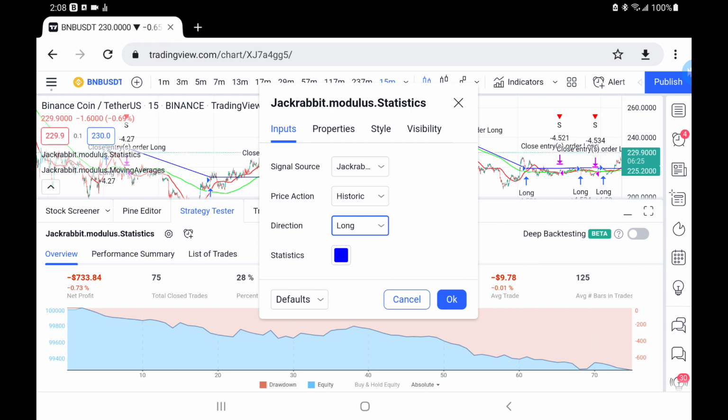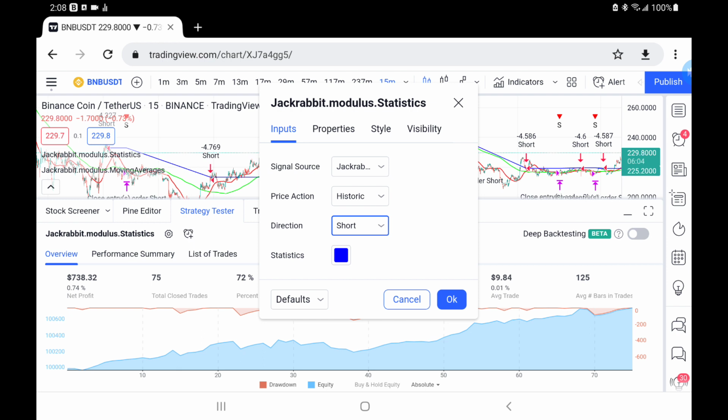And look at the difference here. $700 versus $1,000 with fees. Think about that. This would have cost you $300 in fees. So here you have $733 versus $738. This would have been a combined profit of $5 without your fees.